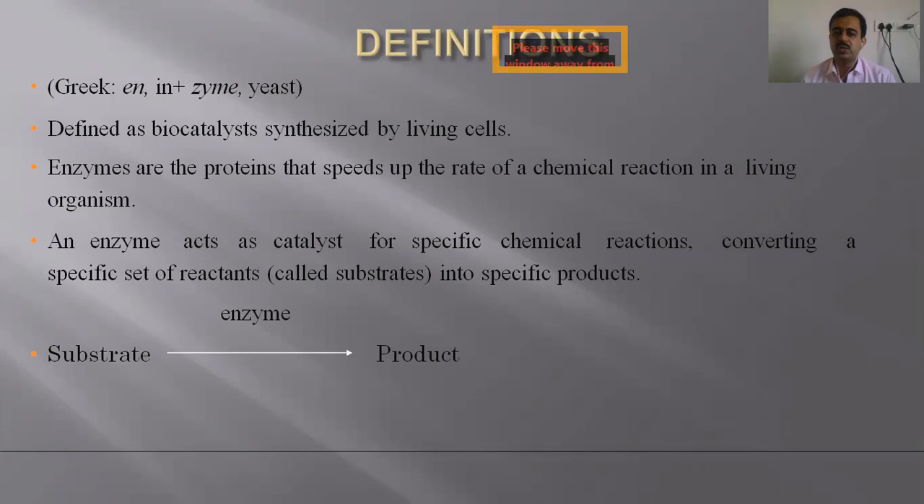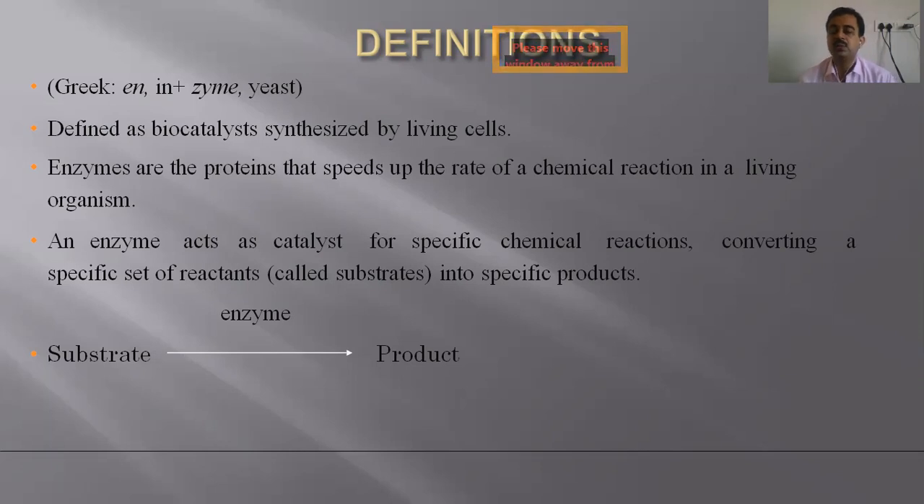Now, what are these proteins helpful for? Why are enzymes said to be helpful? Because they speed up the chemical reactions in a particular cell or in a living organism. Now, an enzyme acts as a catalyst and it is helpful for conversion of specific reactants into specific products. Therefore, these reactants are called substrates. Correct? So these reactants are called substrates.